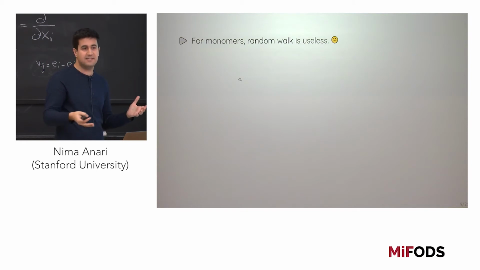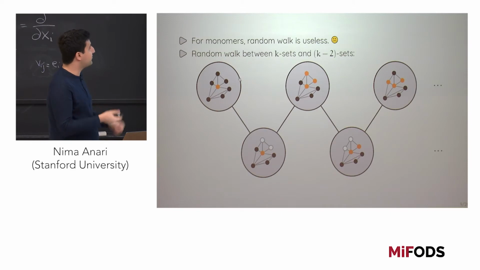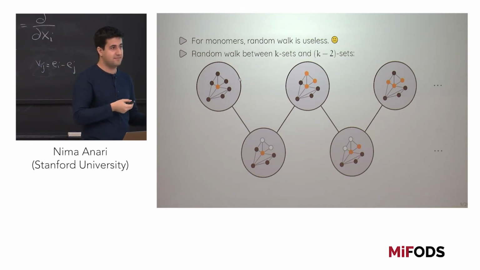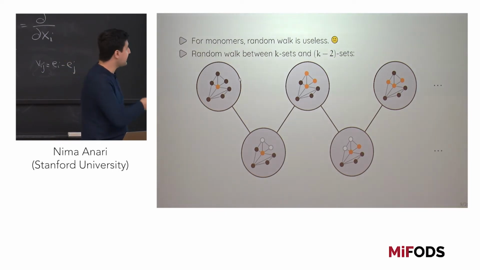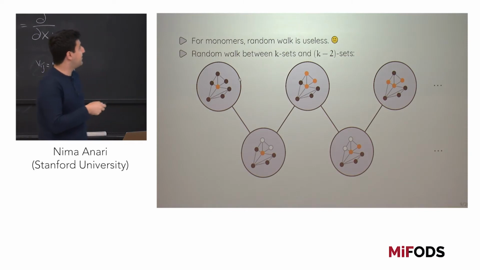So this random walk is not doing anything, right? But there is a very easy fix to that. Instead of moving between sets of size k and sets of size k minus 1, I can move between sets of size k and k minus 2. So I unmark two vertices, and then I mark them back, right? I still get a random walk. Similar to before, this random walk is going to have a stationary distribution that's exactly my distribution. Okay, that's exactly the mu distribution.